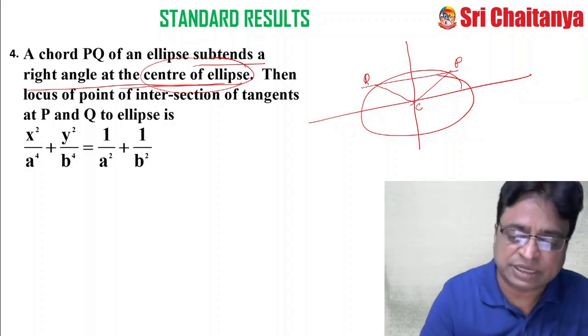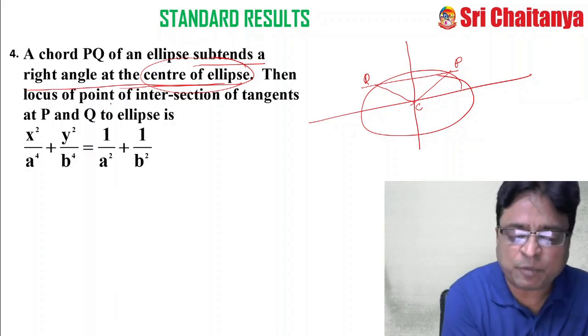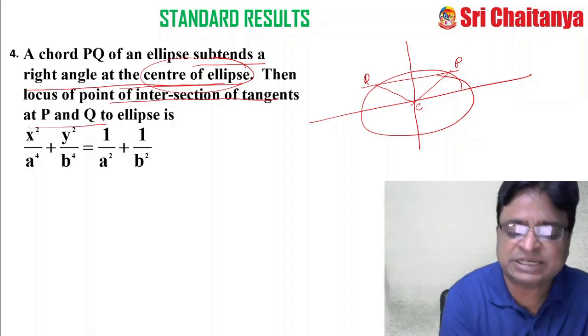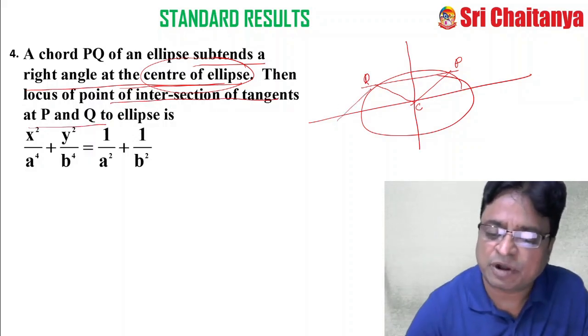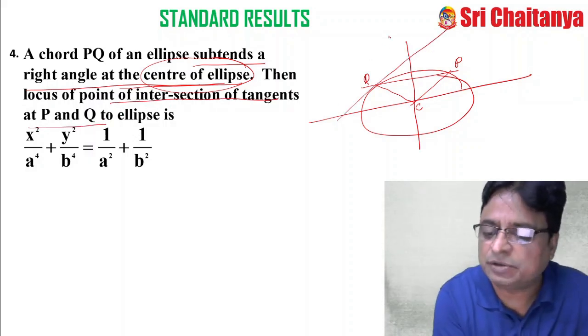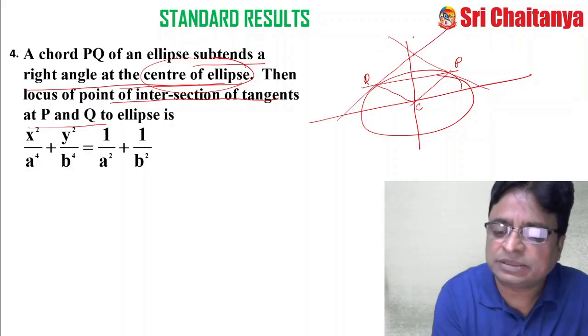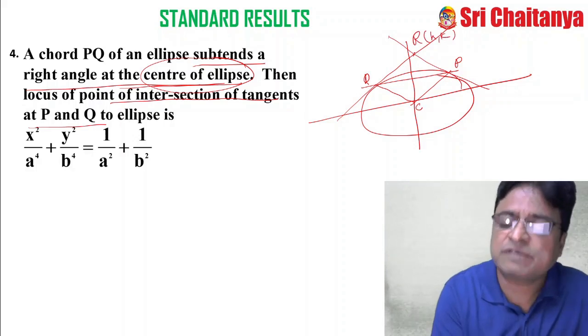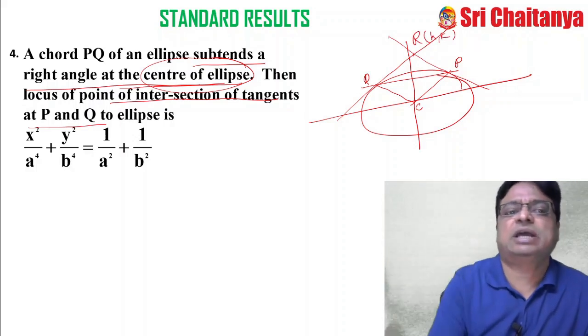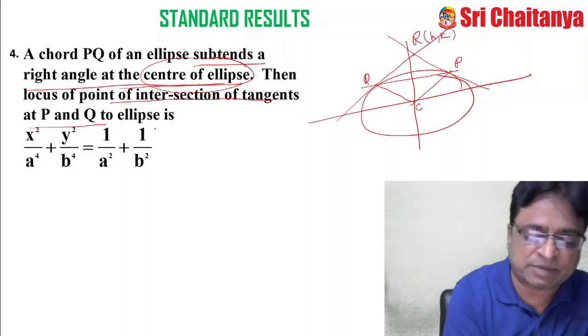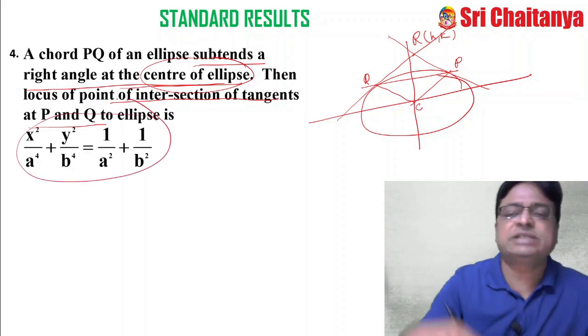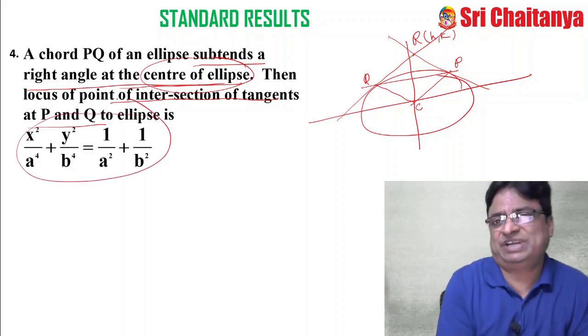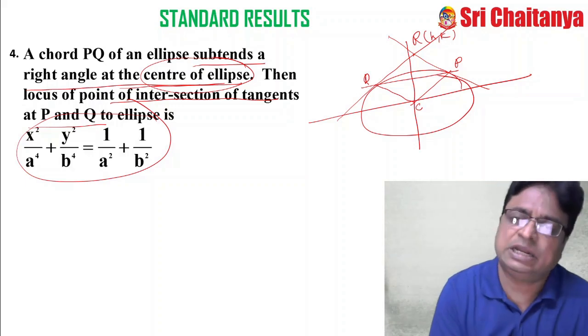And what they are asking is the locus of the point of intersection of the tangents at P and Q. If you draw the tangents at P and Q, then this is R, say R(h, k). They are asking for the locus of R(h, k). The locus of R(h, k) is nothing but another ellipse. It is also an ellipse.